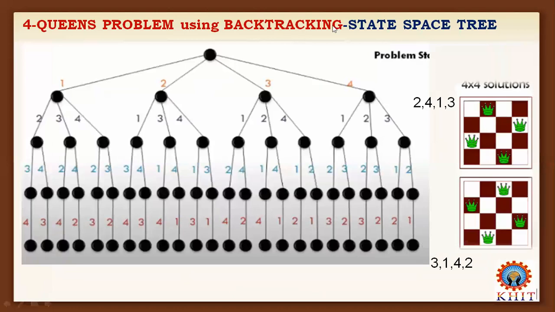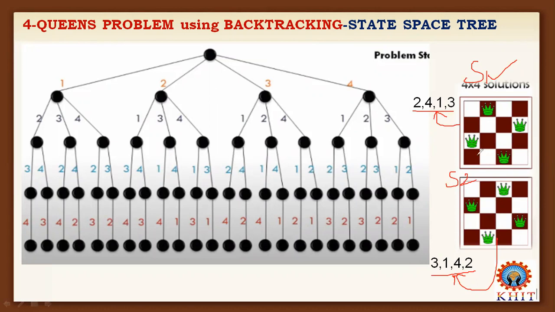Here, students, you will get two solutions in a 4 by 4 chessboard. This is solution 1 and this is solution 2. If you observe solution 1, here 2, 4, 1, 3 represents the position of queens. And 3, 1, 4, 2 will represent the position of queens.